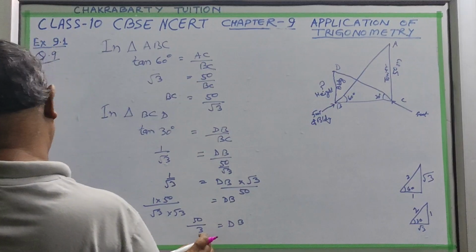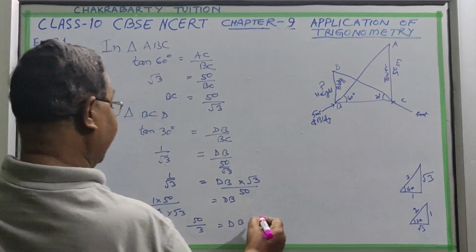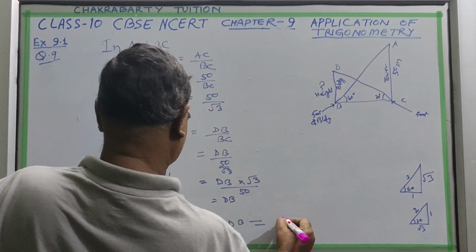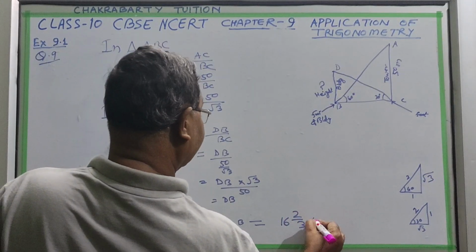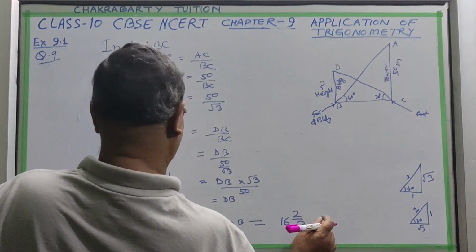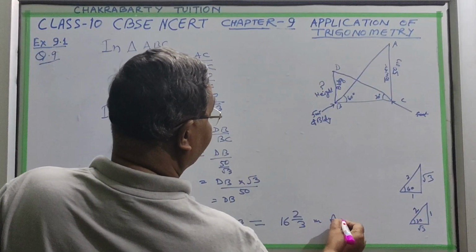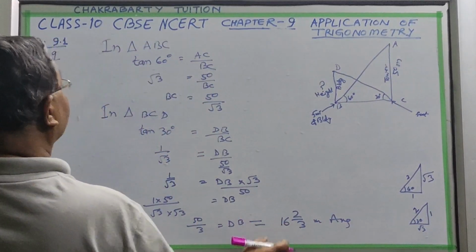Okay. So here 50 we will divide, so DB will be 16 2 upon 3 meters. 16 upon under root 2 meters is your answer. Okay, this 3 is divided, it will be the answer.